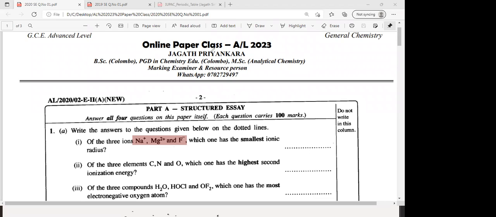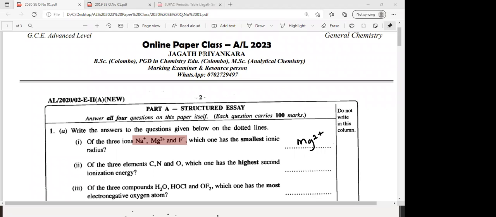What is the answer for part 1? Yeah, very good. All of you are correct. Not Na plus, it's Mg2 plus. Right. Number 2: highest second ionization energy. It's very easy. Which one has the highest second ionization energy?